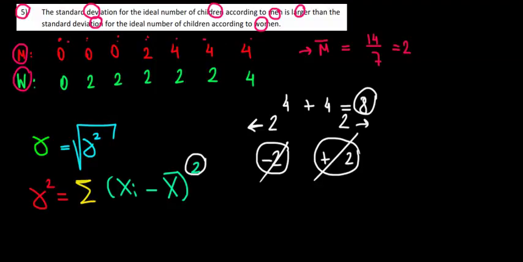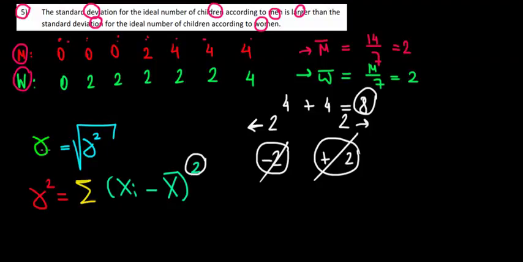We got that. Let's calculate also the average for the women sample. So 0 + 5 × 2 + 4. 5 × 2 is 10, + 4 is 14. 14 divided by the number of observations, which is 7, is equal to 2. The same average. Okay, now let's calculate the variance. The first step is the variance, and then we take the square root of it.